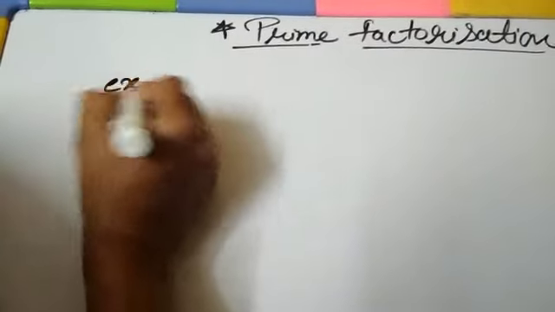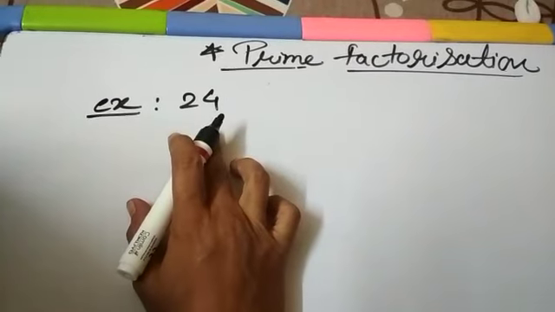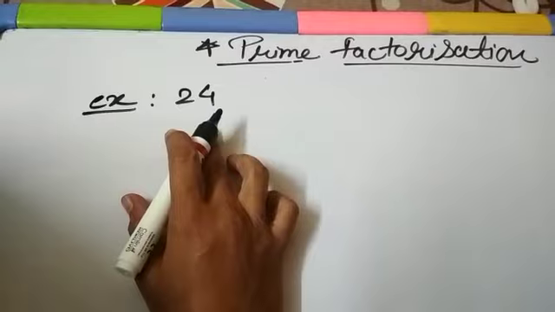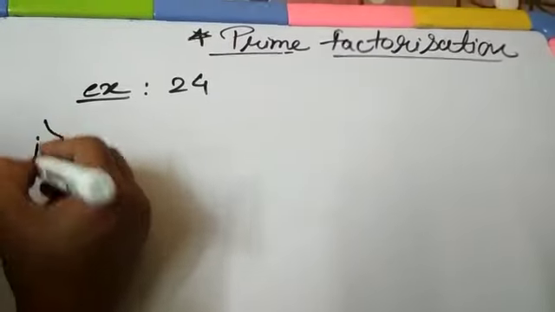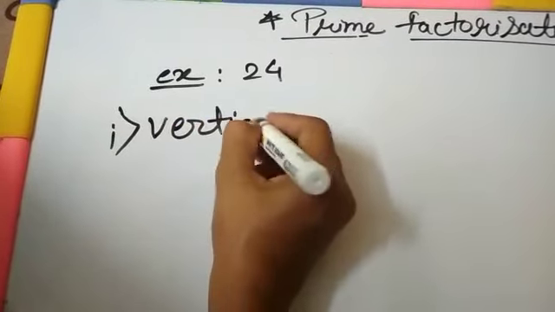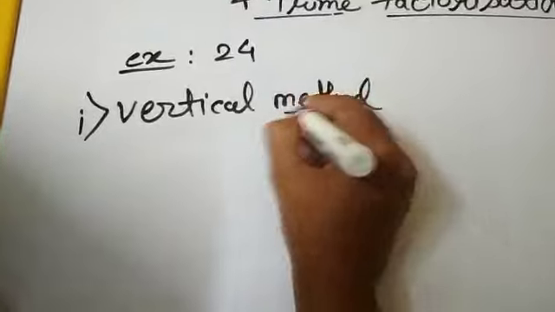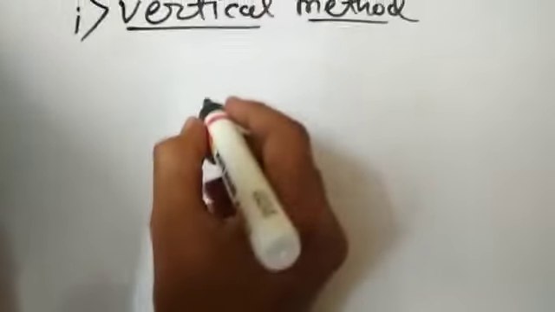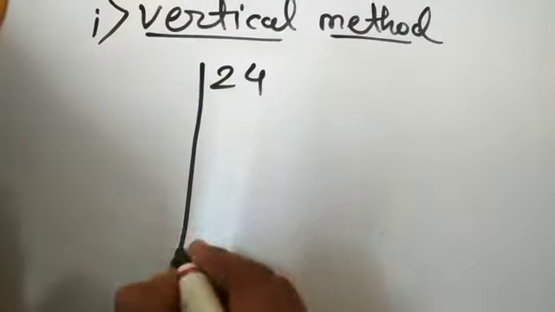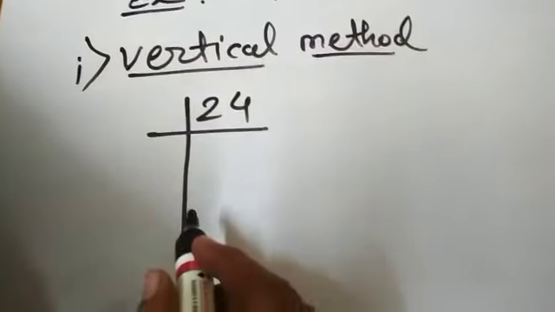I am going to take the example here, the number 24. Now I have to factorize 24 into primes. For that I have three methods. Vertical method, first we will go with the vertical method. As its name indicates, vertical means we have to factorize these numbers vertically. So in the vertical method you have to write the numbers and draw one straight vertical line.